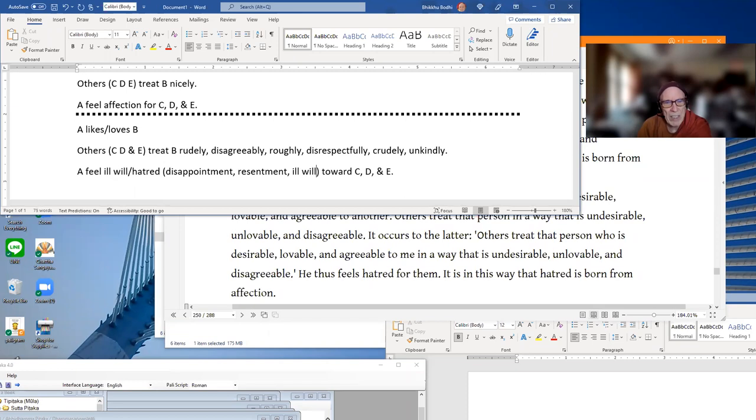And if it gets really strong, it will turn into ill will, even animosity. So sometimes, if this happens repeatedly, it could lead to a split in the family.